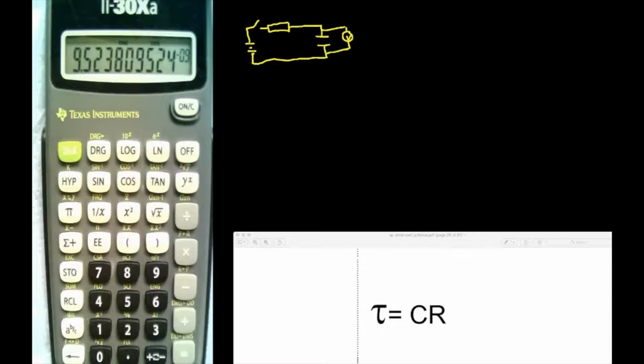As I say, there's a video on this, so I'm not going to delve into this too much, but I'm just going to put some values in so that we can put the equation through the calculator. So here we go. Let's say we have 10 picofarads and 1 kilo ohm.